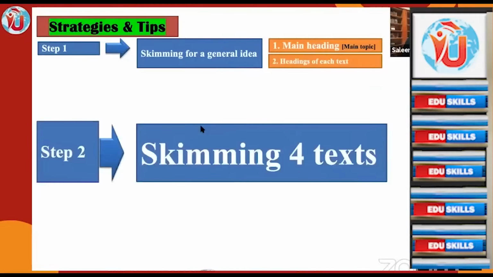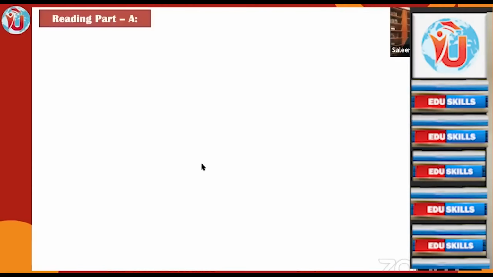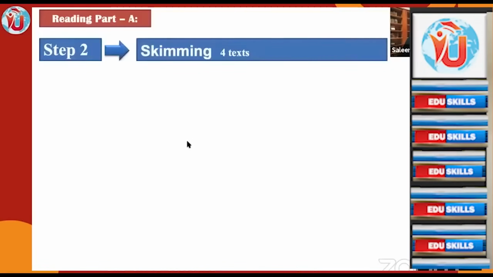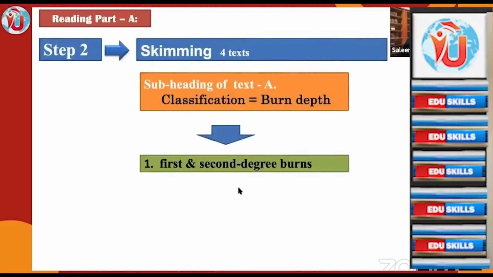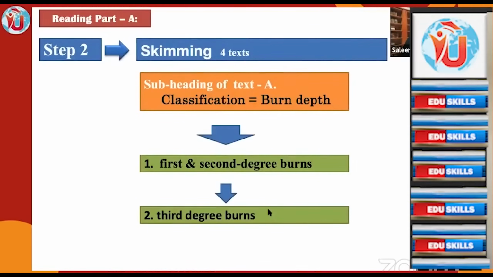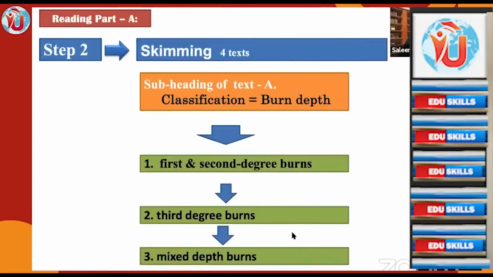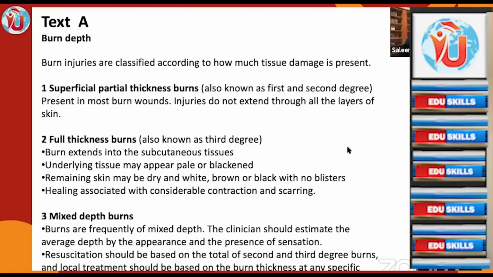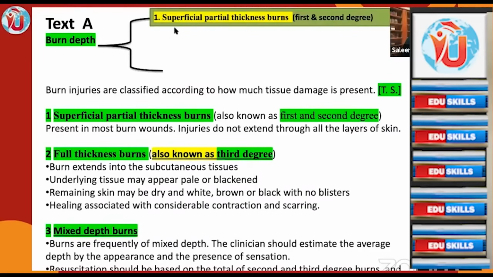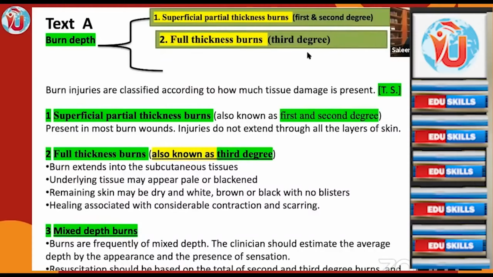Step 2, skimming. The 4 texts we have done, right? The subheadings of Text A: classification, burn depth, first and second degree burns, then third degree burns, mixed depth burns. This is what we did, skimming the 4 texts. I'm just summarizing it. Text A, classification, burn depth: superficial, partial thickness burns means first and second degree, full thickness burns third degree, mixed depth burns. This is all the skimming focus.